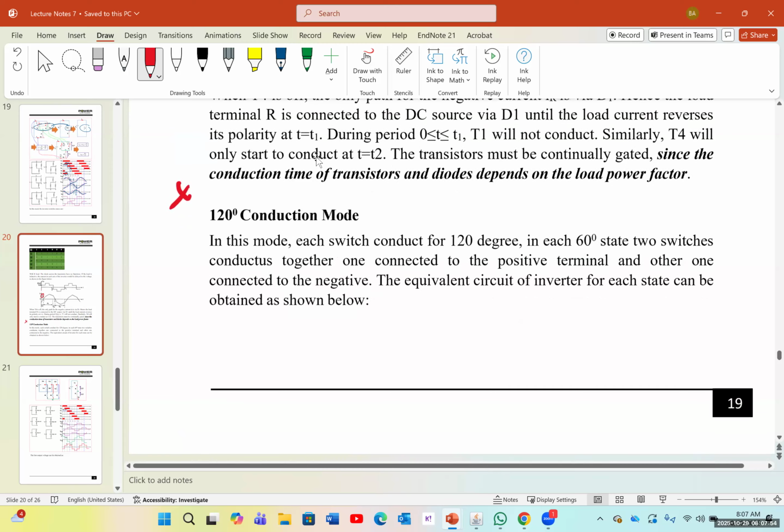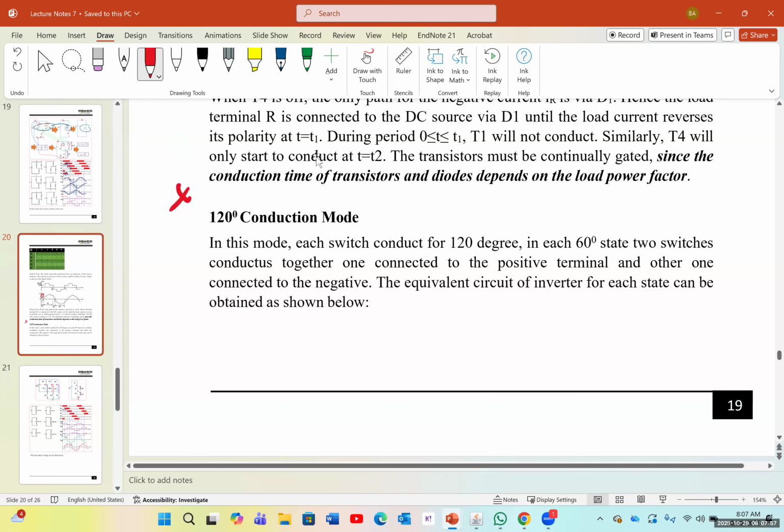Now today we're going to continue with the 120-degree conduction mode, and also we will continue with multi-step inverters. So in the 120-degree conduction mode, each switch will conduct for 120 degrees. In each 60-degree state, two switches conduct together, one connected to the positive terminal and the other one connected to the negative terminal.